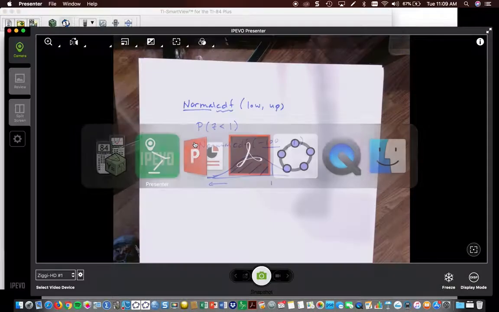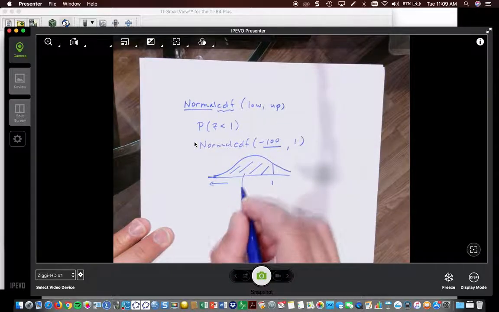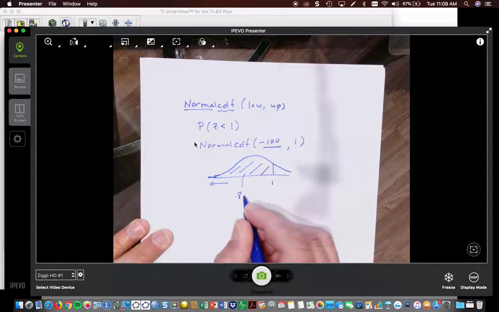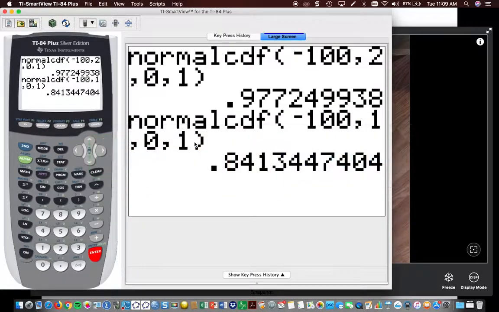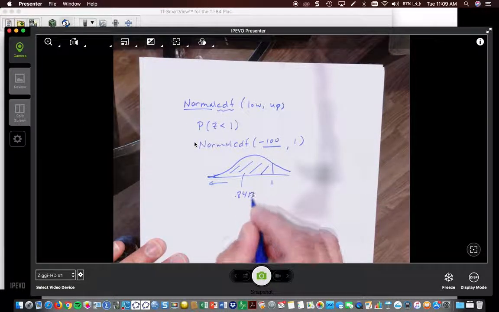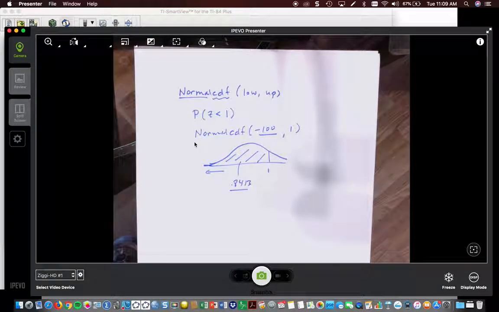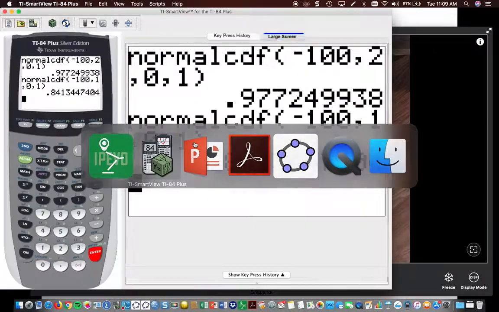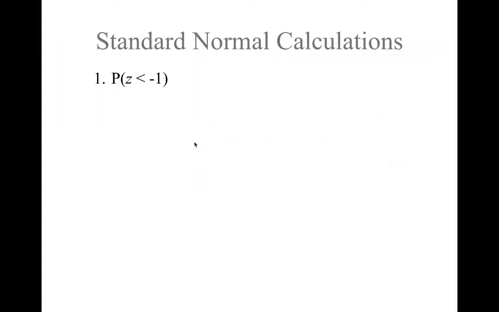So the probability of being less than 1 is 0.8413, which is about 84%, which is what the empirical rule says it should be too, about 84%. Okay, so let's see if we can do a few of these on the calculator. I guess it said less than -1. Sorry, I did the wrong one there.